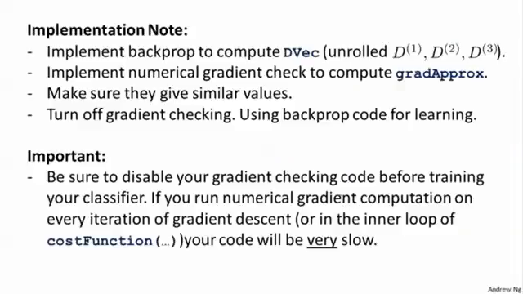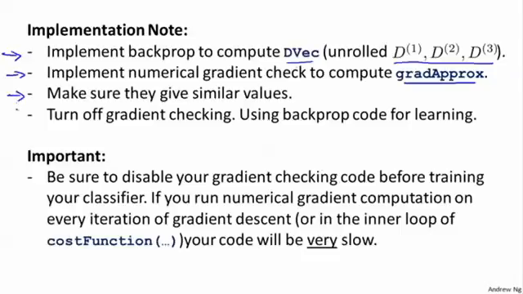Finally, I want to put everything together and tell you how to implement numerical gradient checking. Here's what I usually do. First, I implement backpropagation to compute dvec. This is the procedure we talked about in the earlier video to compute dvec, which may be our unrolled version of these matrices. Then I implement numerical gradient checking to compute grad approx, as described earlier in this video on the previous slide.